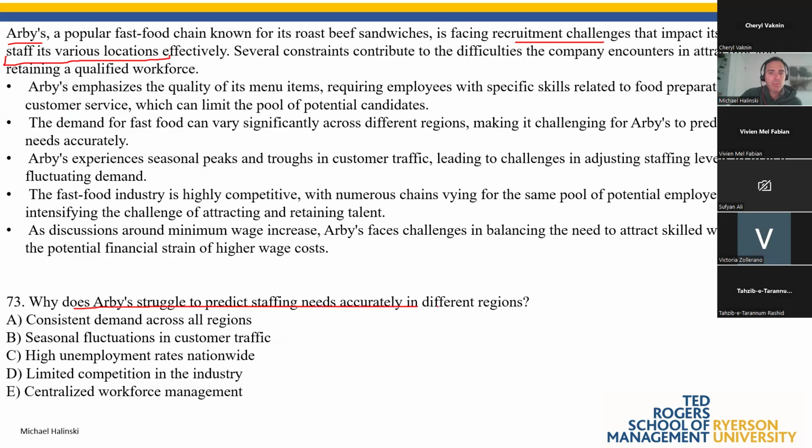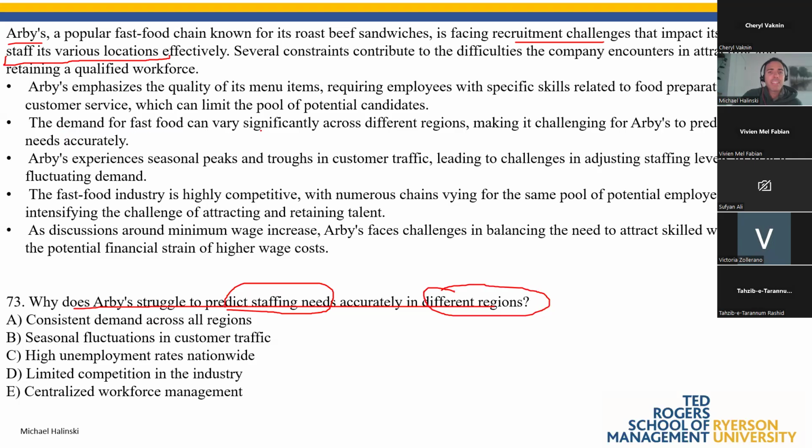Why does Arby's struggle to predict staffing needs accurately in different regions? Okay. So I'm assuming that as we're going through this, somewhere in the constraints they're going to talk about different regions, and that'll point us to the answer. Either that or some note around staffing needs. Okay, let's go. Arby's emphasizes the quality of its menu items, requiring employees with specific skills related to food preparation and customer service, which can limit the pool of candidates. That's true, but that doesn't have anything to do with different regions.